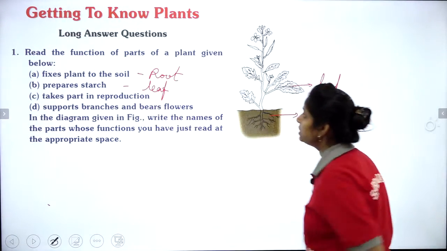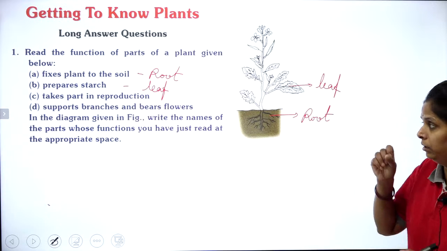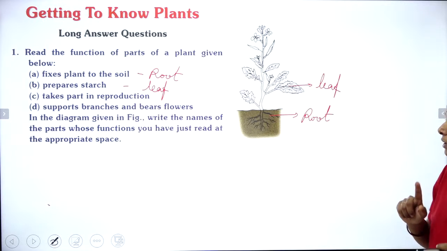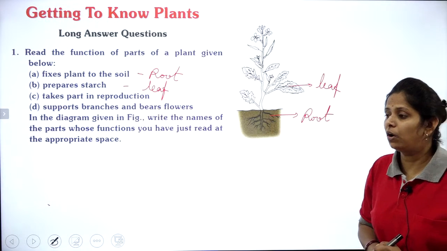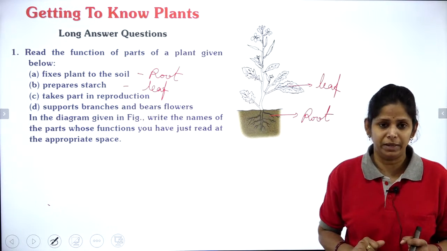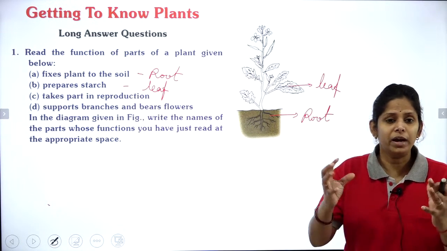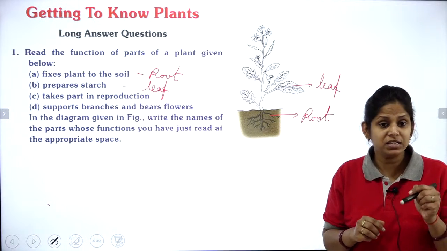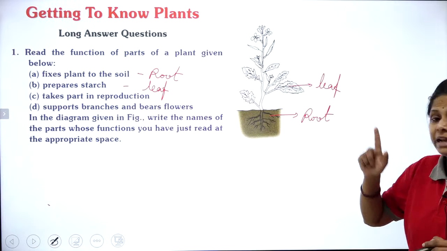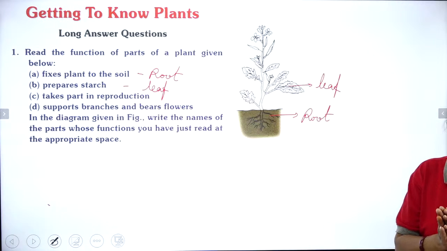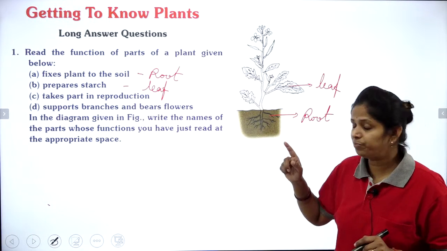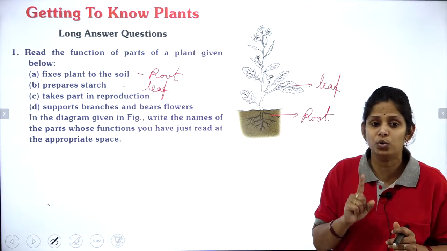Leaf is the part of the plant where starch is prepared, or we can say food is prepared, because we know very well, leaf is called the food factory of the plant. Why is it called that? Because leaf contains chlorophyll pigment, and this chlorophyll pigment traps sun's heat, and it is very essential to carry out the photosynthesis process.